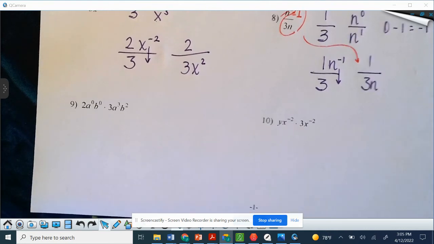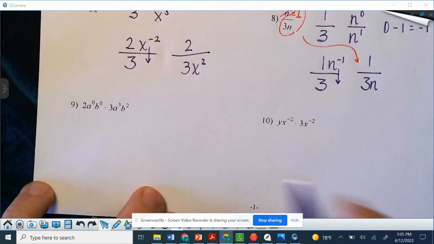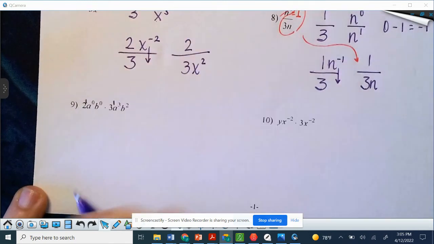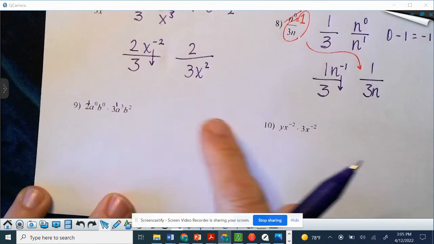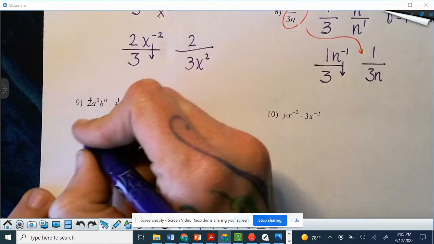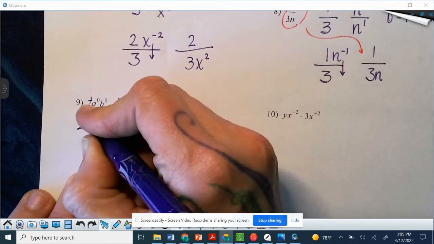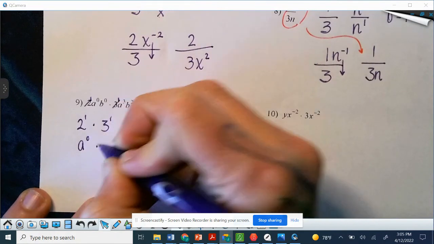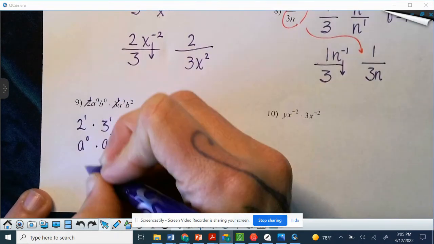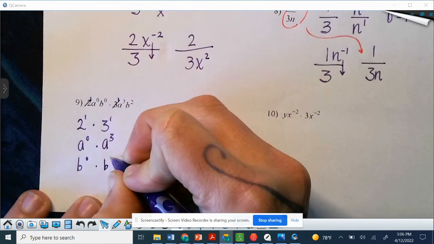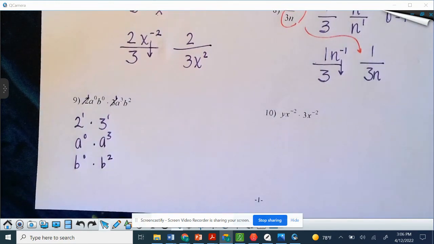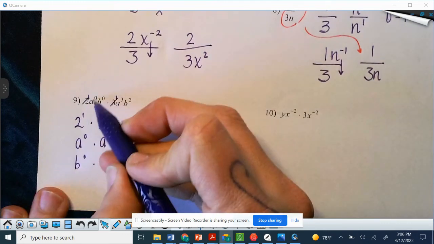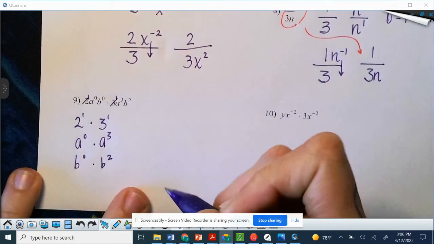All right, so now we're getting into more EOC style or really Math 1 level questions. So we have lots of variables, double variables, lots of things. So I have 2 to the 1, 3 to the 1, because again, we're going to practice making sure there's an exponent attached to every base. So I have 2 times 3, and those are ones and ones. And that just took care of my numbers. I have a to the 0 times a to the third, b to the 0 times b squared. We don't want to turn these into ones quite yet, because it's going to make a difference where they are for some of us.